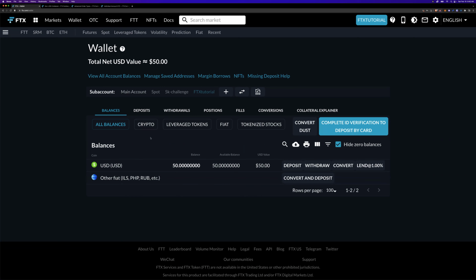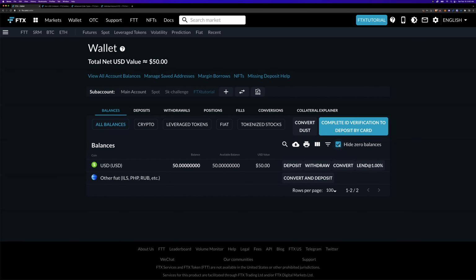Now, the fact that I've deposited $50, which is the USD, this USD is actually only local to FTX. This is not a USD that you could send to other exchanges or other DEXs. This can only be moved within FTX, within your sub accounts. If you want to withdraw money from any of these accounts, you have to convert it to actual crypto like Bitcoin or USDT or any other product really.